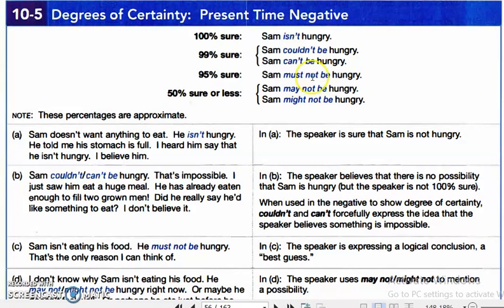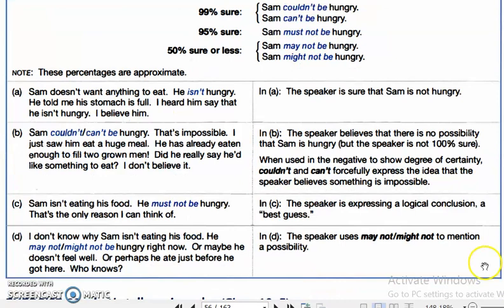Now, what about the use of may not be or might not be? Well, it means that the speaker uses may or might not to mention a possibility. I don't know why Sam isn't eating his food. He may not or might not be hungry right now. Or maybe he doesn't feel well. Or perhaps he ate just before he got here. Who knows? Or maybe he doesn't like the food provided there, and so on. So it's just a possibility, around 50% more or less certainty.